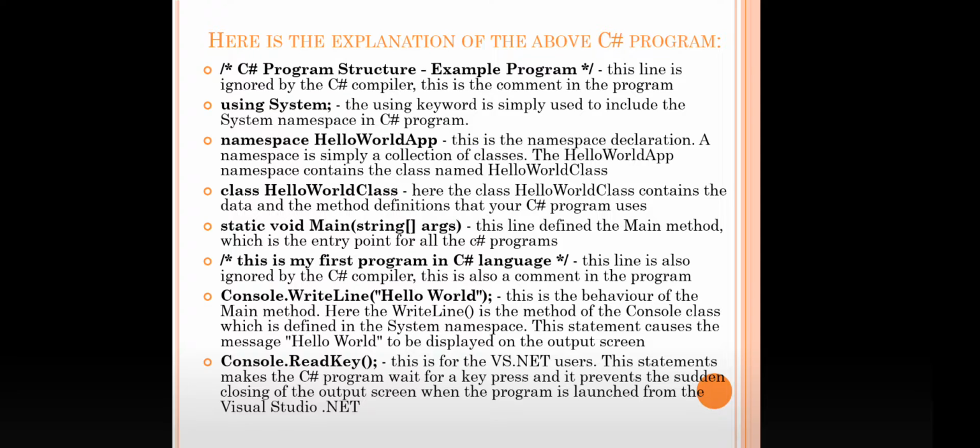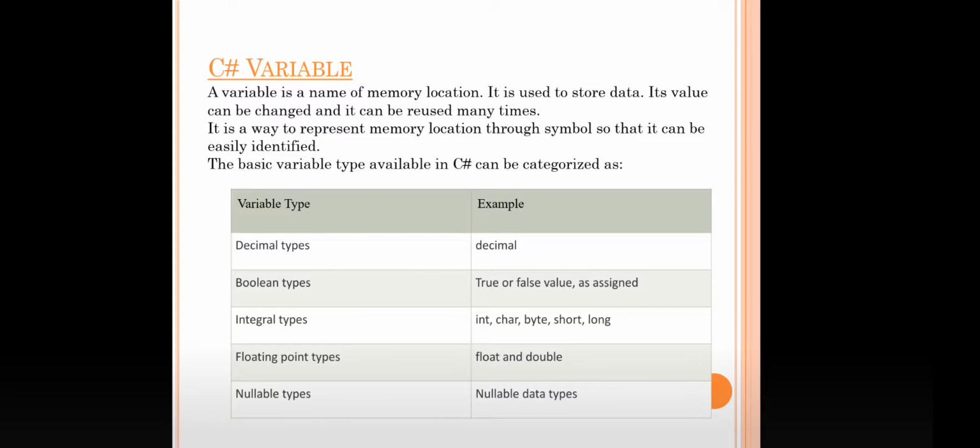Okay guys, when we run, our output goes on the pop-up screen of the console window, and if we press any key, then the console window goes away. Means when we press any key, the console window gets closed and we go back to the program. Then discussing the variables in C#.